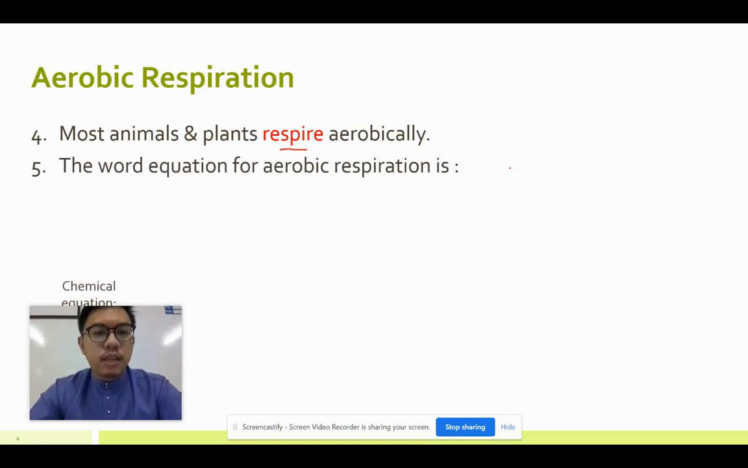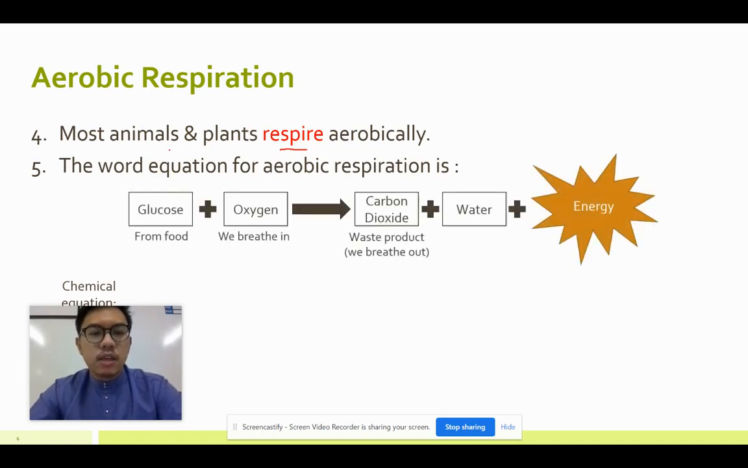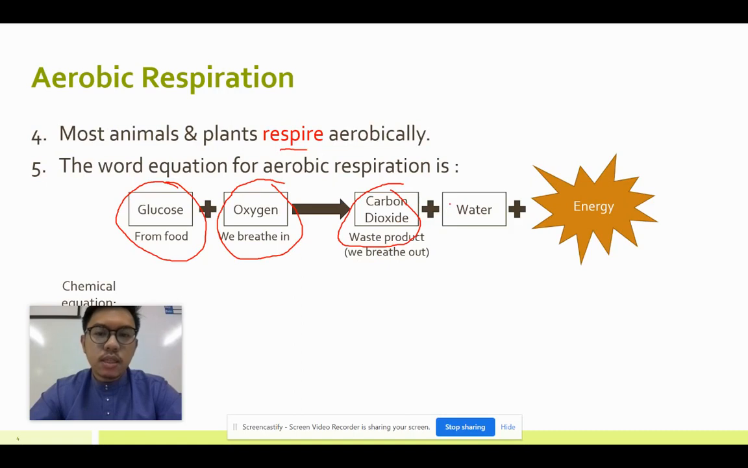The word equation for aerobic respiration is, so what's the process of aerobic respiration? We have glucose, which is from food, combining with the oxygen from the air that we breathe in to produce carbon dioxide. This carbon dioxide we breathe out, so it's a waste product. And then it produces water, and this water we store in the body, and most important, energy is produced.